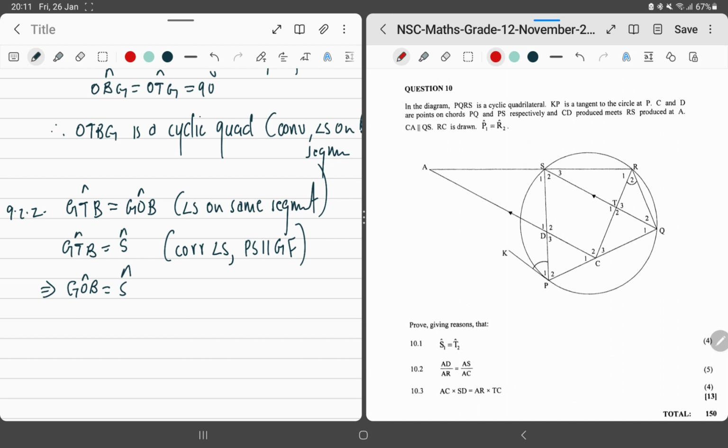Question 10. In the diagram, PQRS is a cyclic quad. KP is a tangent to the circle at P. Q1 is equals to P because of the tan chord theorem. C and D are points on chords PQ and PS respectively, and CD produced meets RS produced at A. CA is parallel to QS. RC is drawn. P1 is equals to R2. These three angles are equals to each other.